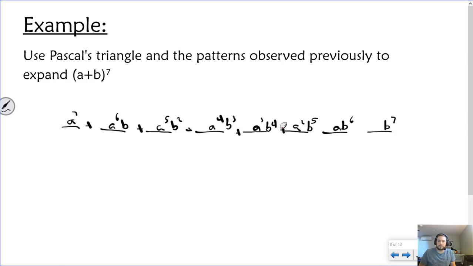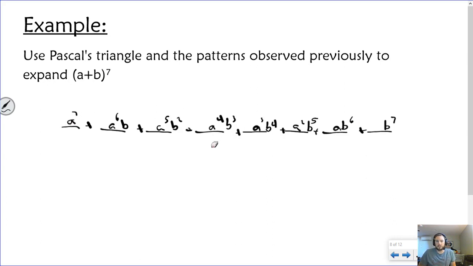Now, there's an interesting thing that's happening here that can help us if we're a bit lost about what the power should be for this one. Recognize here that a to the 7, b to the 0: 7 plus 0 gives us back our original 7. A to the 6, b to the 1: 6 plus 1 is 7. 5 plus 2 is 7, 4 plus 3 is 7, 3 plus 4 is 7, 2 plus 5, 6 plus 1, and 7 plus 0, right? So every combination of powers should always add up to get me back to the 7.